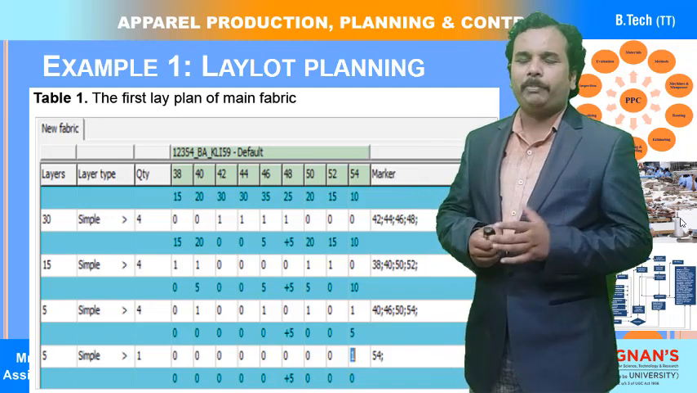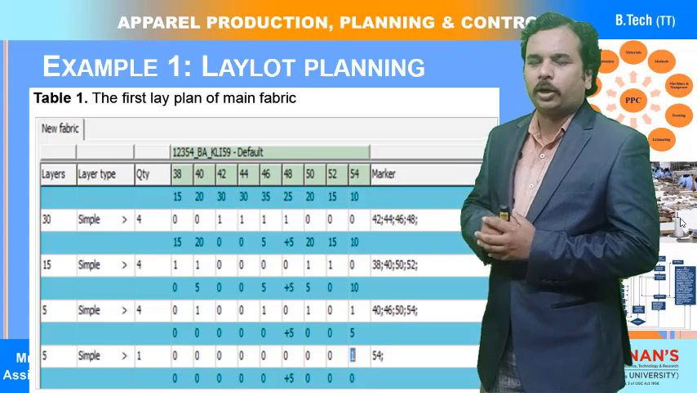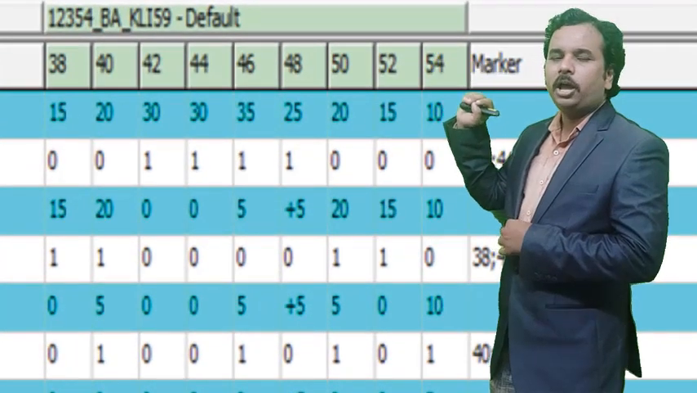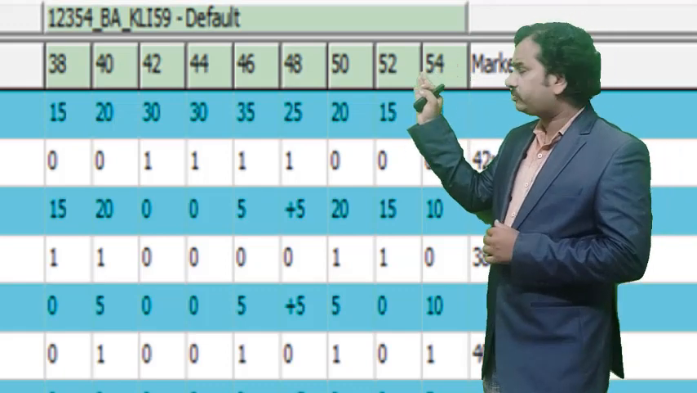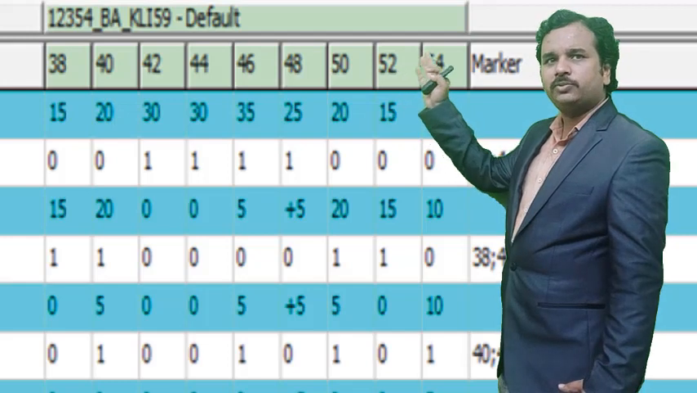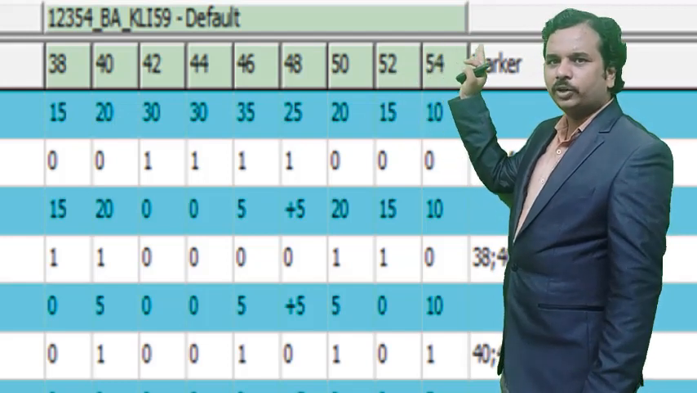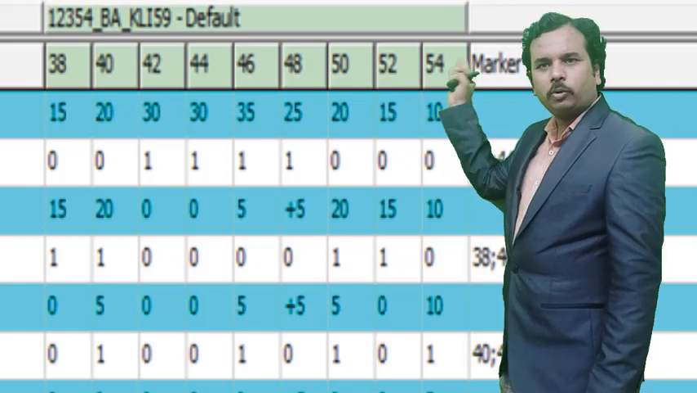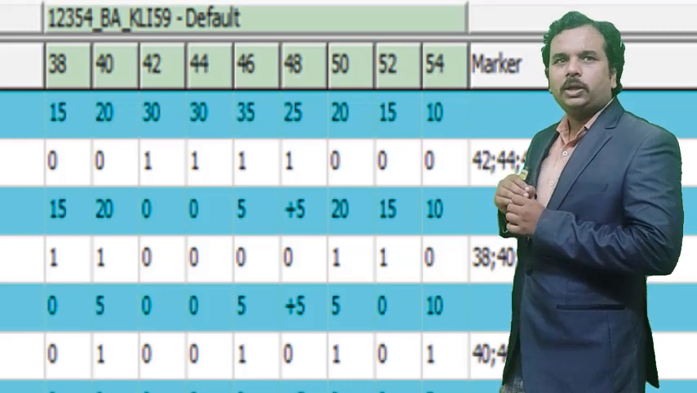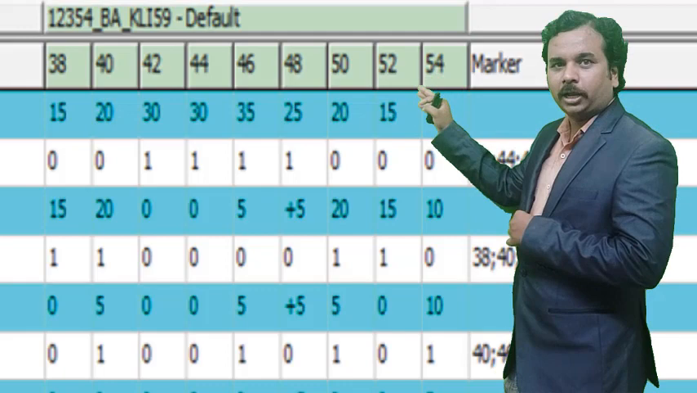So this is the first lay plan. You can see the sizes and ordered quantities, from size 38 to size 54. The total ordered quantities are 15 for size 38, 20 for size 40, 30 for size 42, and like that 10 for size 54. As per these ordered quantities, we are going to plan the markers.